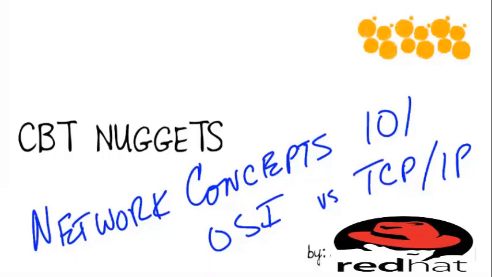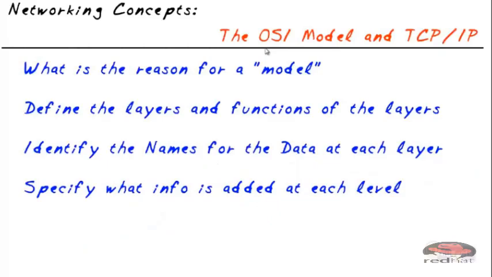Network Concepts 101, the OSI reference model versus TCP/IP. Wouldn't it be nice if when someone came up to us and asked, hey, can you tell me how the network operates? Wouldn't it be nice for you and me to be able to communicate that and tell the person exactly how it works?